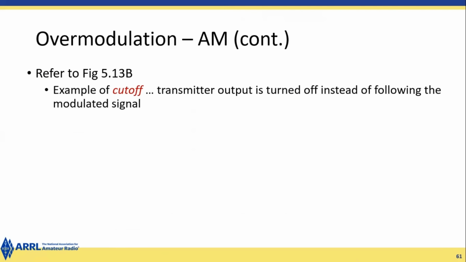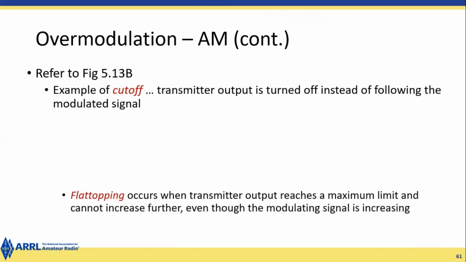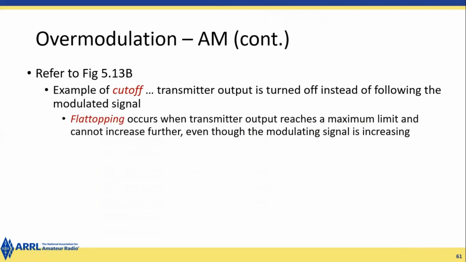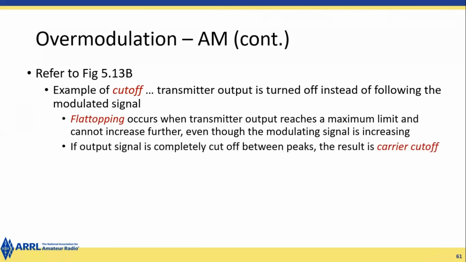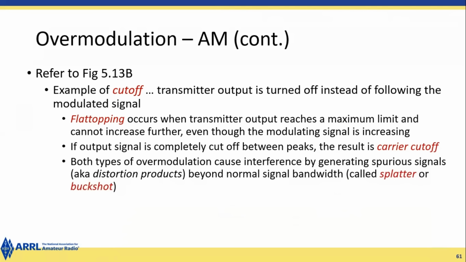If you have cutoff, the transmitter output is turned off instead of following the modulated signal. Flat topping occurs when the transmitter output reaches a maximum limit. It cannot increase further, even though the modulating signal is increasing. That's why it clips at the top and it stops transmitting. So it's going to sound choppy and distorted. If the output signal is completely cut off between peaks, the result is called carrier cutoff. Both types of overmodulation cause interference by generating spurious signals, that is distortion products, beyond the normal signal bandwidth, called splatter.